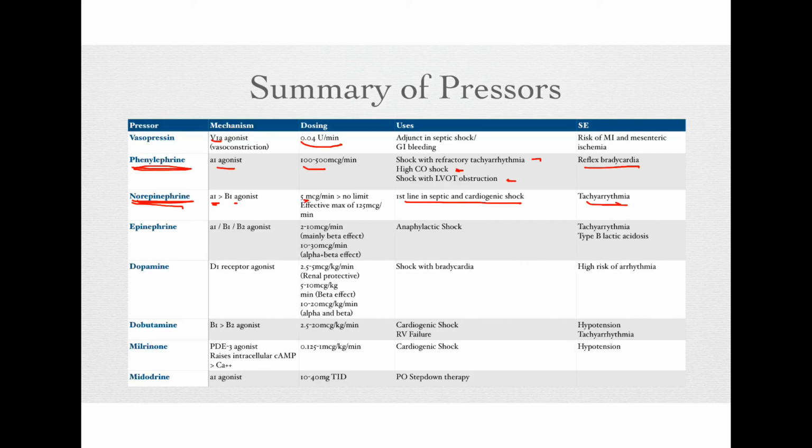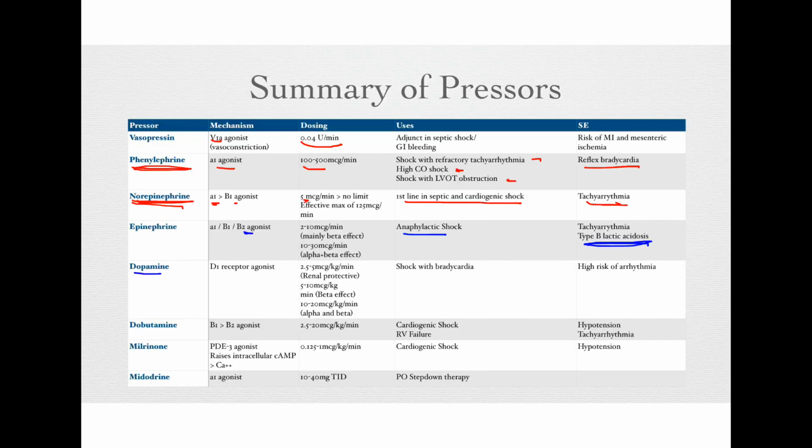It's a useful adjunct agent in both septic and cardiogenic shock, but has an important first-line role in anaphylactic shock, since the beta-2 effect helps to reverse bronchospasm. One of the notable side effects of administering epinephrine is a type B lactic acidosis as a result of epinephrine's effects on glycolysis. It's important to recognize this because an increase in lactic acid levels after administration of epinephrine shouldn't be taken as a sign that shock is getting worse on its own.